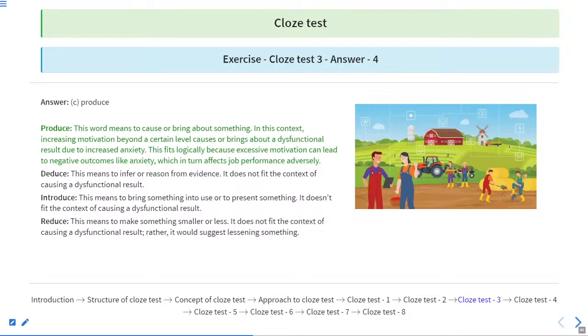It cannot be deduced, which means to infer or reason. It cannot be introduced, which means to bring something into use or present something. It cannot be reduced because reduce is making something smaller or less. It does not fit into the current context.